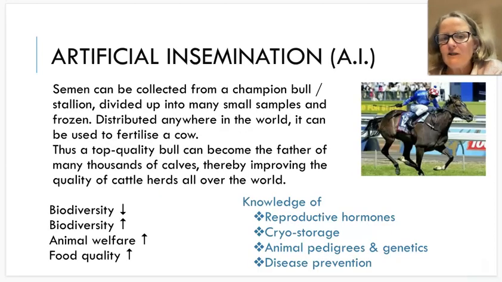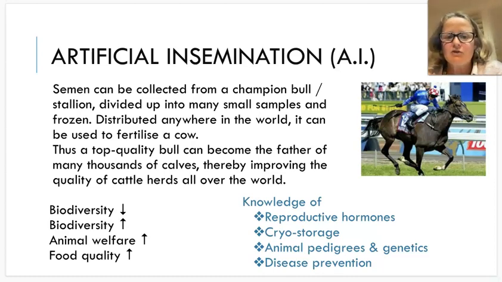Now, artificial insemination, or AI, not to be confused with artificial intelligence, which is also AI. This is where we take semen from a champion bull or a stallion and we divide up that semen sample into many, maybe 1,000 small samples and freeze it. At this point, we can send it anywhere in the world, which is great because the bull or the stallion does not have to go traveling around the world. So you can actually use this top quality semen to father many calves or many foals and improve the quality of the herds all over the world.